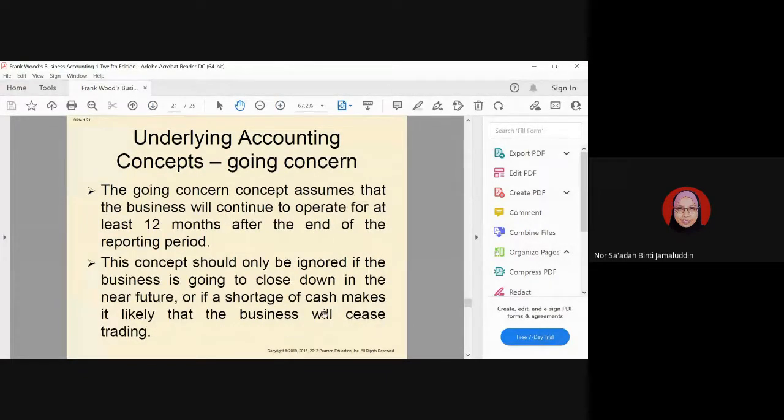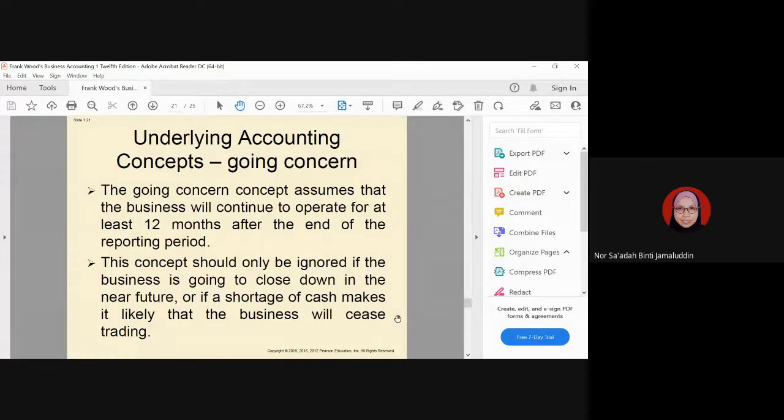The second concept is the going concern concept. The going concern concept assumes that the business will continue to operate for at least 12 months after the end of the reporting period. This concept should only be ignored if the business is going to close down in the near future, or if a shortage of cash makes it likely that the business will cease trading. Let's say our business has already operated for 5 years.